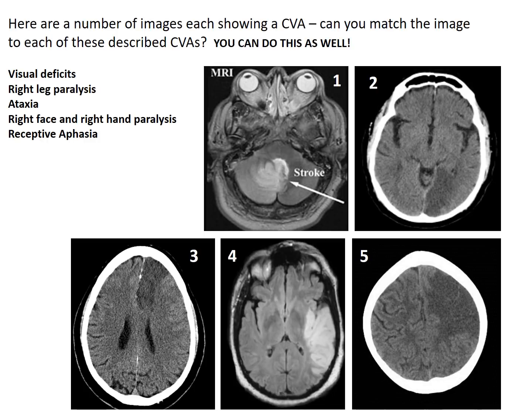So let's try this. Here are 5 different pictures of a CVA. Each of these CVAs is in a different region of the brain. So can you determine which one has a visual deficit, which one has right leg paralysis, which one has ataxia, which one has right face and hand paralysis, and which one has a receptive aphasia?